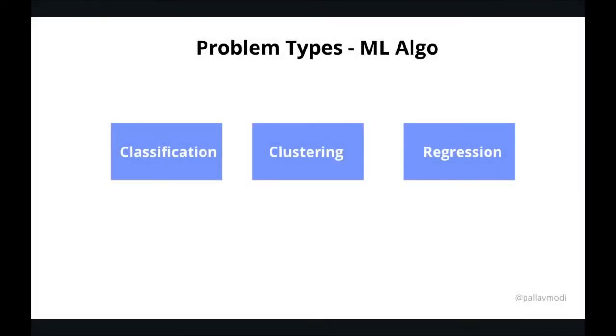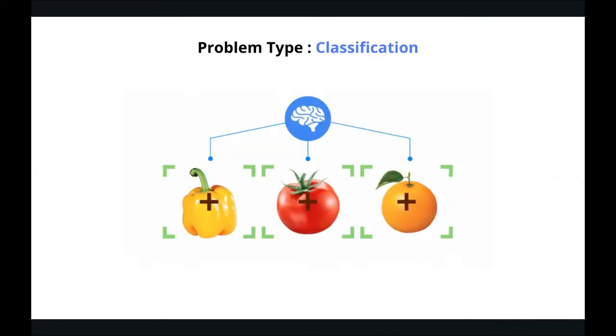Now let's look at three basic problems that can be solved using machine learning algorithms: classification, clustering, and regression. So first we will take the problem of classification. As the name suggests, a classification problem is about classifying the input into different classes.